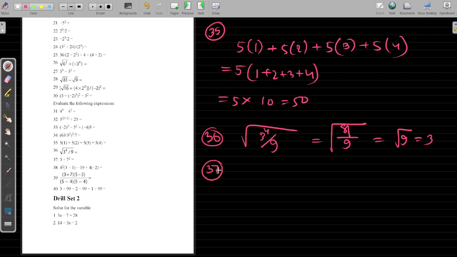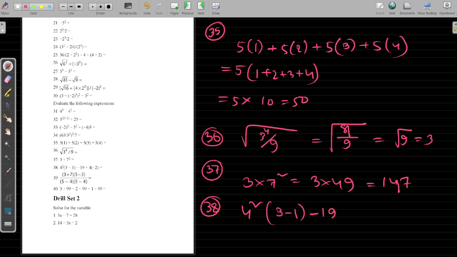Then 37. 37, 3 multiplied by 7 square means 3 multiplied by 49 means 147. Then 38. 38 means 4 square, 3 minus 1 minus 19 plus 4 minus 2. Then our answer will be, this will be 16 multiplied by 2 minus 19 minus 8. Then this will be 32 minus. So our answer will be 5.